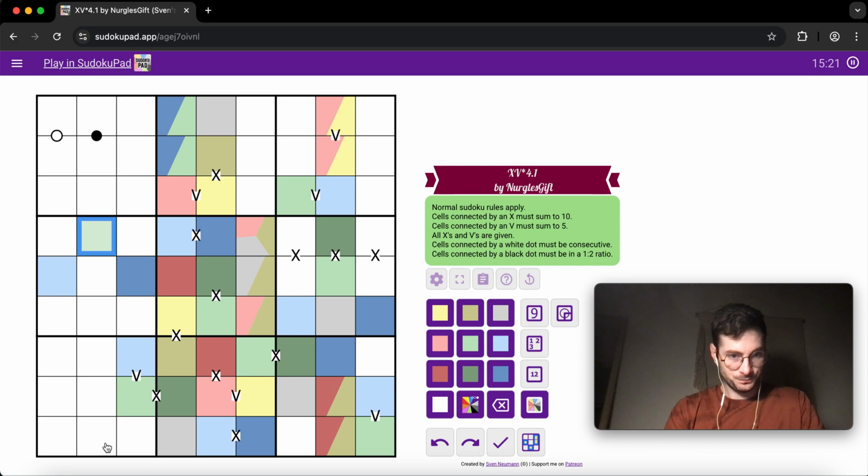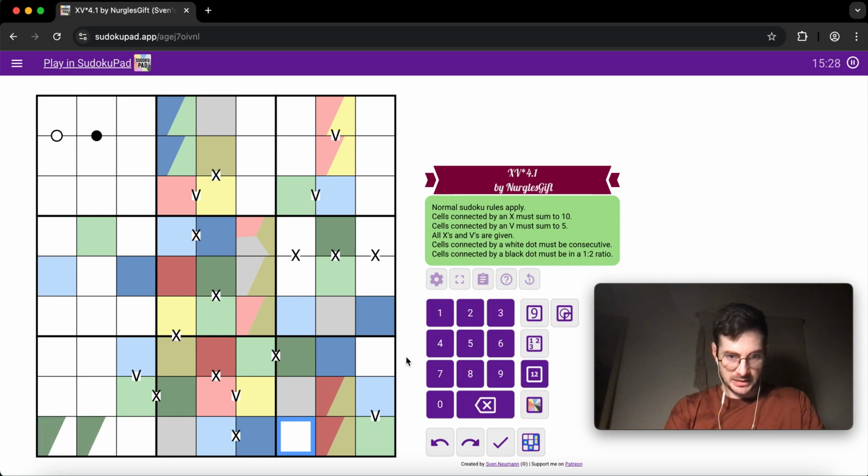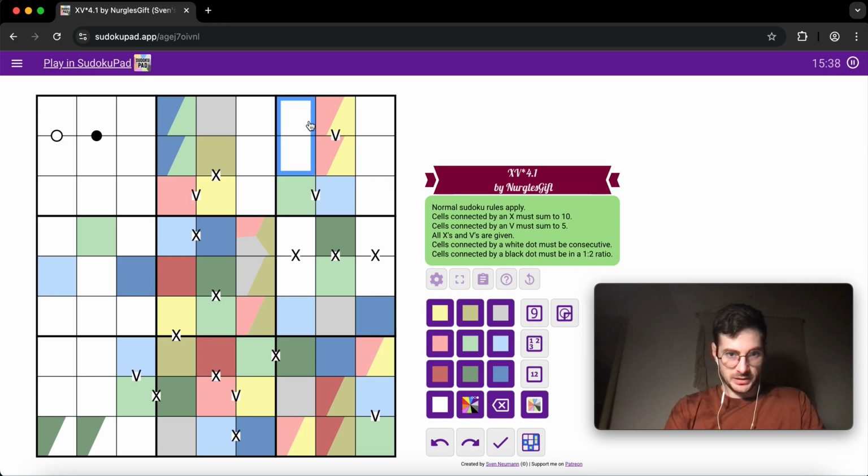Let's see. We know one of these two must be dark green. Don't know how helpful that is. We know this is a hot 5, but again, not very helpful there. We know one of these two is dark blue, which means in this row, dark blue must be in one of these two cells. Not crazy useful, but I'm just taking stock of what we have.